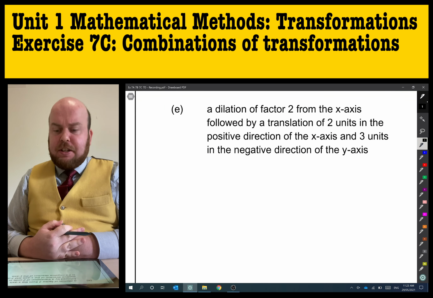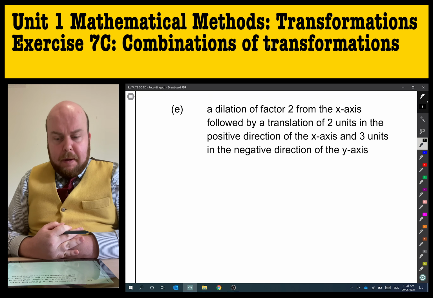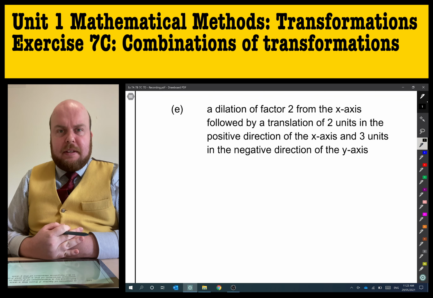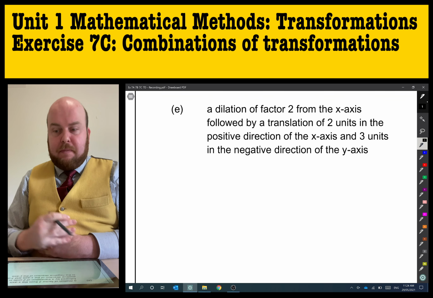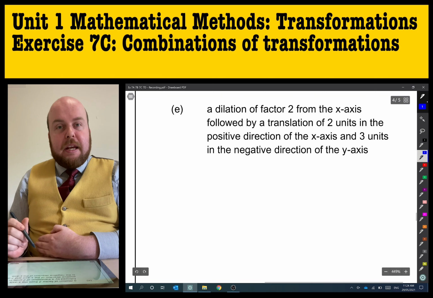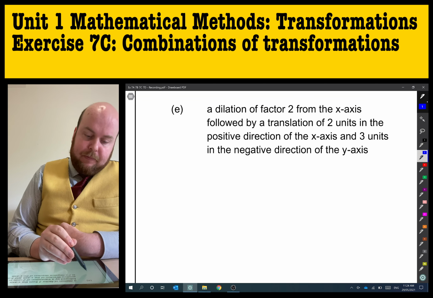A dilation of factor 2 from the x-axis, followed by a translation of 2 units in the positive direction of the x-axis and 3 units in the negative direction of the y-axis. We've got a shopping list of transformations to do here, but again, a systematic approach will help us enormously.